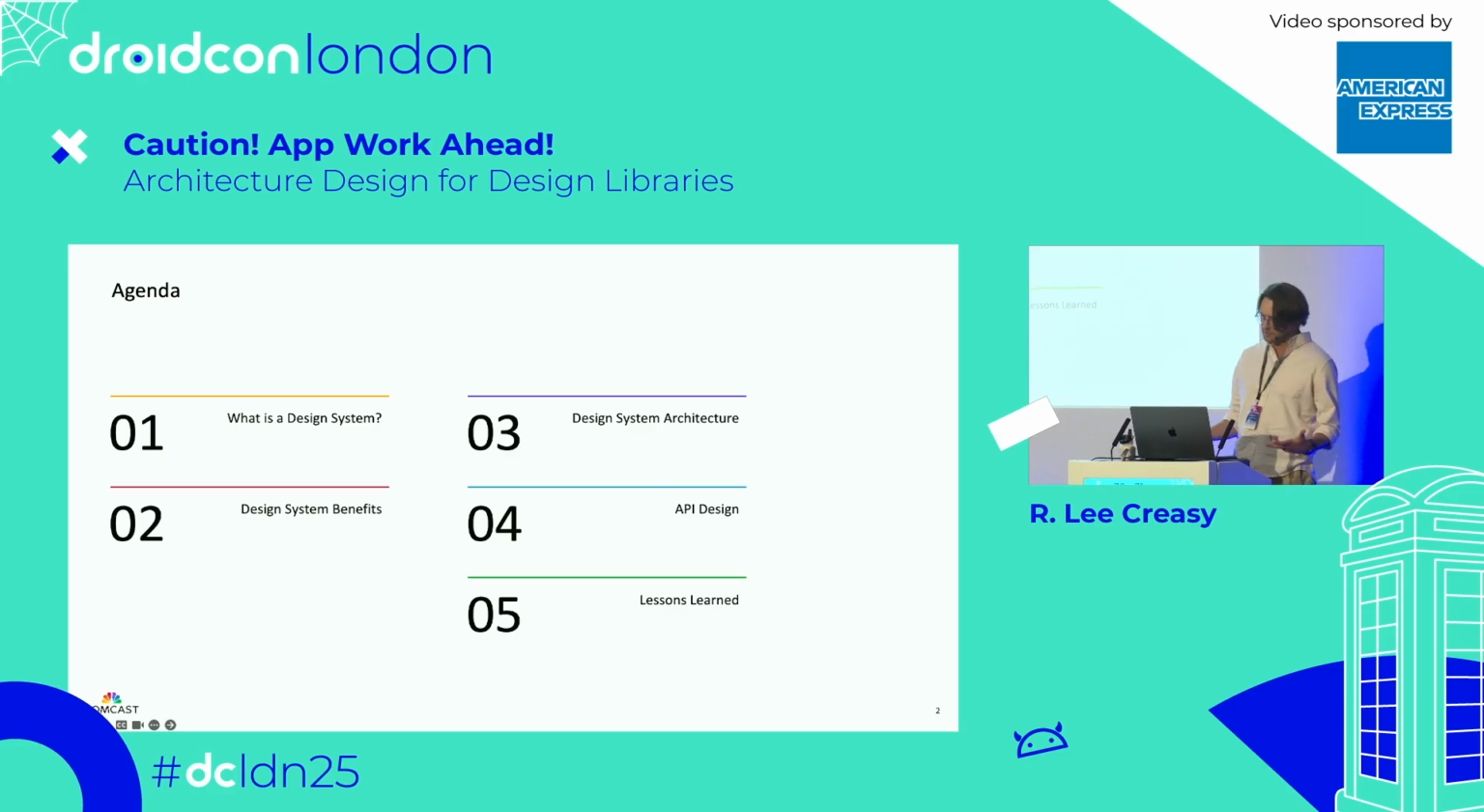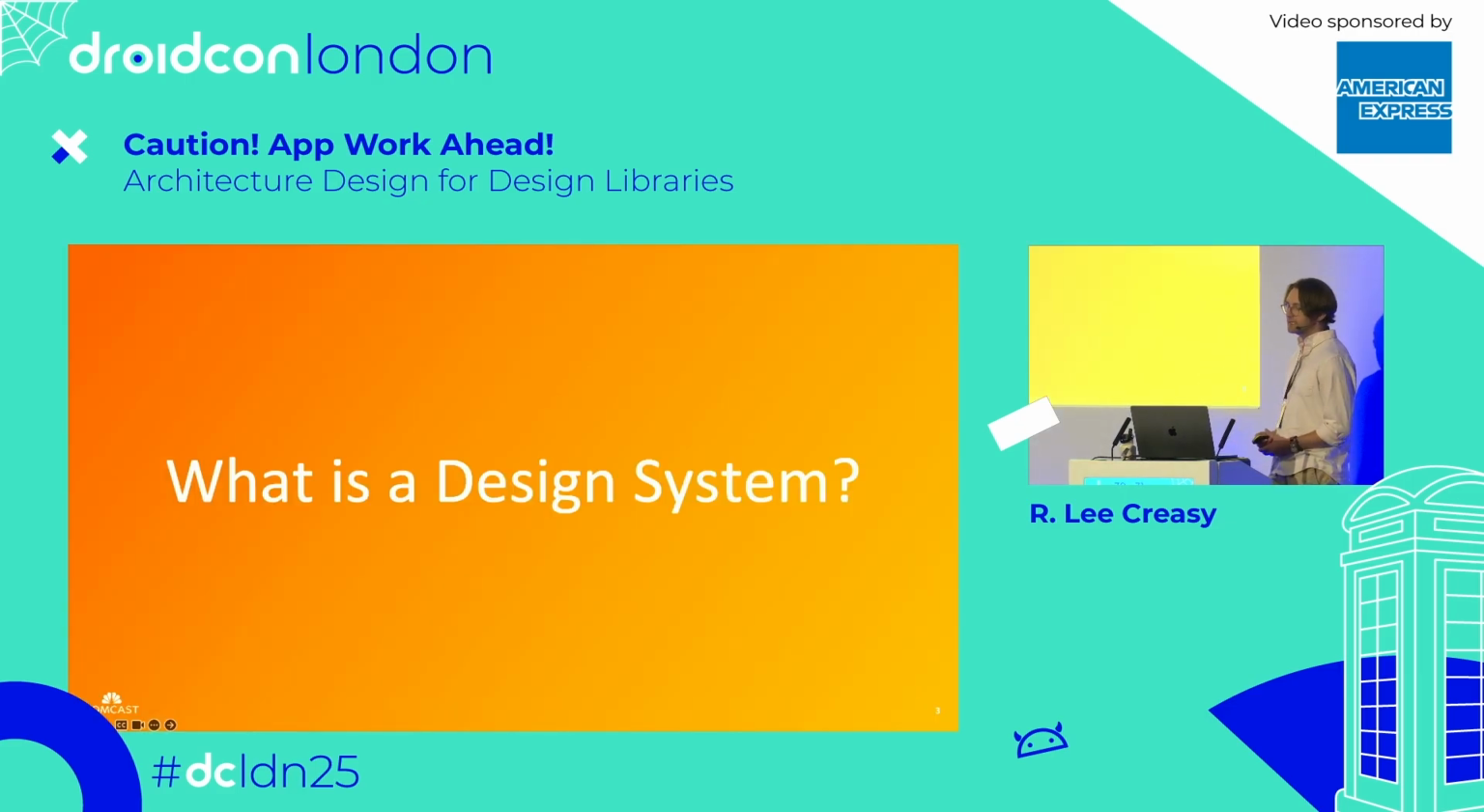So on the agenda today, I wanted to briefly start off by defining a design system for you and explain its benefits and who our target users are. Then we'll move into the heart of the talk and discuss my team's approach to the architecture we use in our design library. After that, we'll dive into the importance of API design and give you some examples of what we do. Finally, we'll go over some lessons that we've learned throughout our experience building and maintaining our design system. So what is a design system?